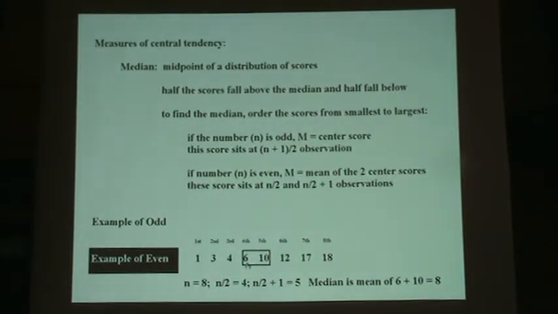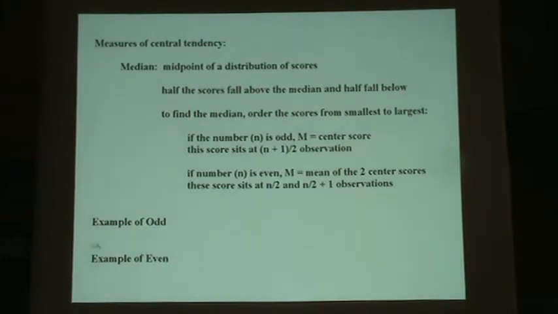So the median of this distribution that has 8 scores, an even number, is the mean of 6 and 10. Well, 6 and 10 is 16, and 16 divided by 2 is 8, so the median here would be 8. Now, the median, as I said before, is not even a score in the data set, but it is the score which divides the distribution in half, because there will be 1, 2, 3, 4 scores below 8, and 1, 2, 3, 4 scores above 8.